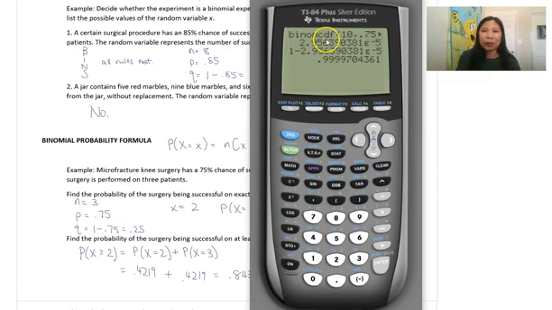So depending on the problem, if it's asking for from 0 up to whatever number, then you can just straight up do binom CDF. If it's a greater than problem, then you're going to have to do the 1 minus first.